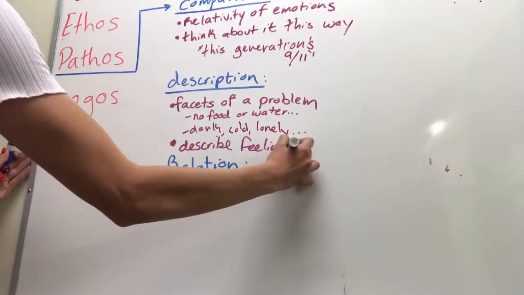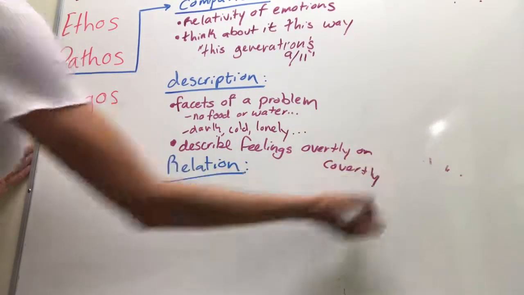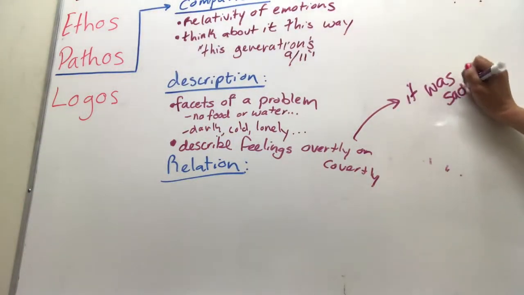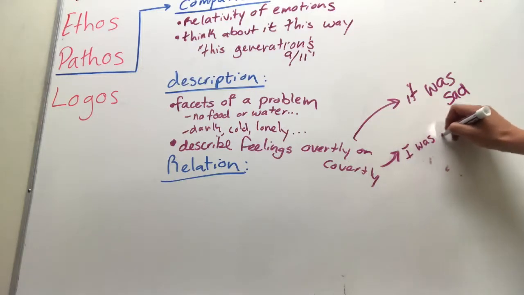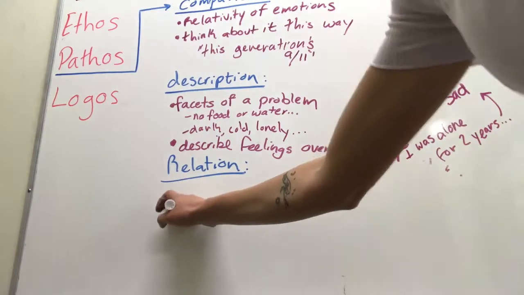Another way you can do that is to describe the feeling or describe the emotion. You can either do this overtly, saying it was sad, or covertly, by describing the situation that might elicit emotion for your audience anyways. So an example was saying I was alone for 2 years, which would obviously elicit sadness in your audience.